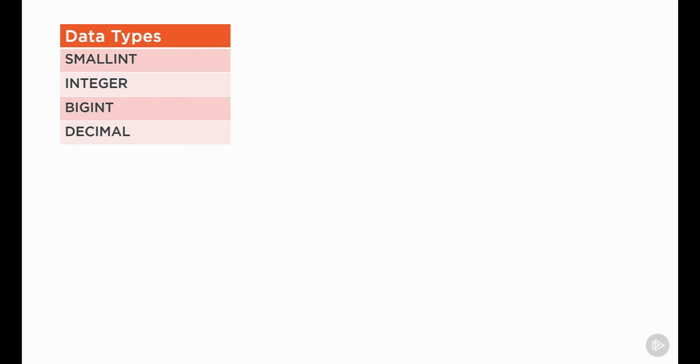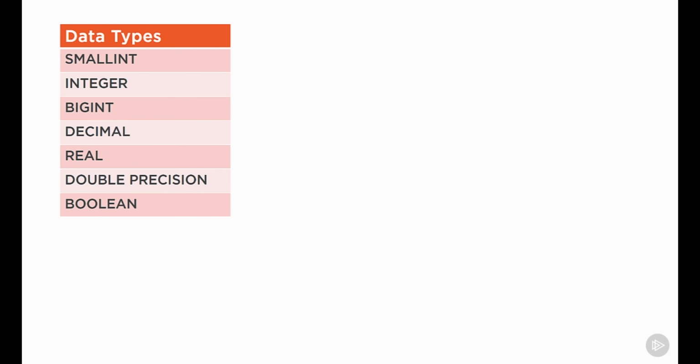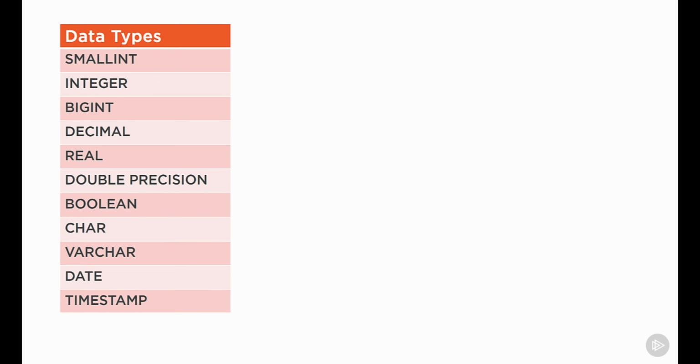The list of supported data types should be sufficient for pretty much anything you want to do. There's a smallint, an integer, a bigint. There's also decimal, real, a double precision, a boolean, a char, a varchar, date, timestamp, and then a timestamptz. Timestamptz just being a timestamp that also supports a time zone.